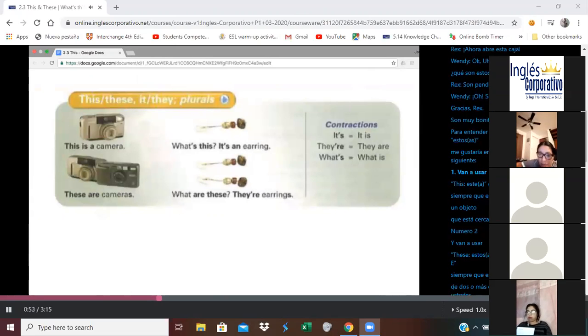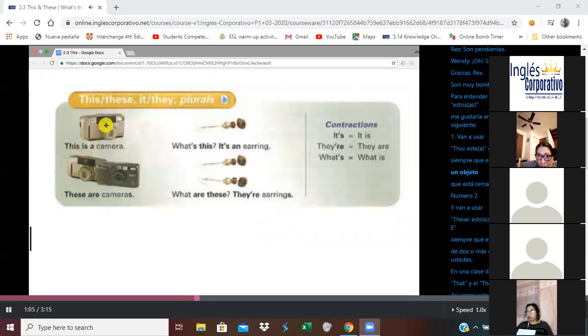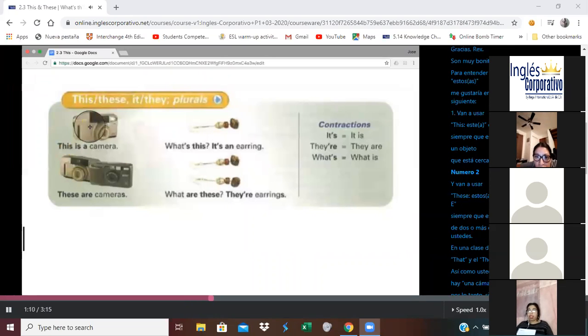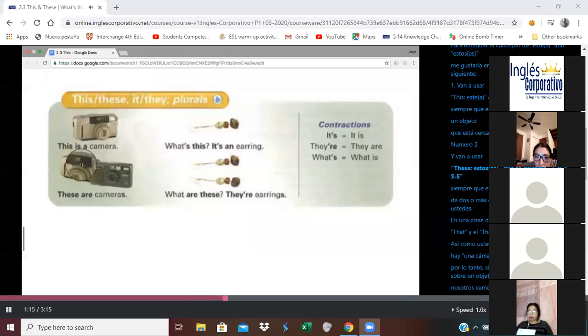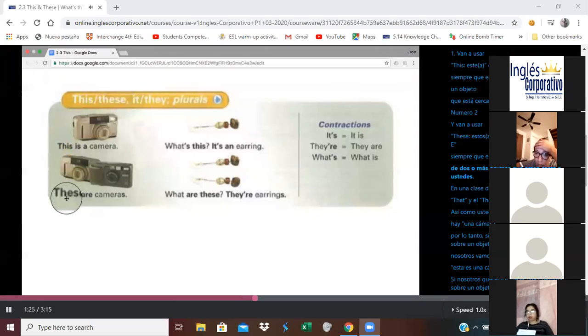In order to understand the concept of this and these, I would like to start by explaining the following. Number one, you're going to use this, spelled T-H-I-S, whenever you're talking about one object which is near you. Number two, you're going to use these, spelled T-H-E-S-E, whenever you're talking about two or more objects which are near you.